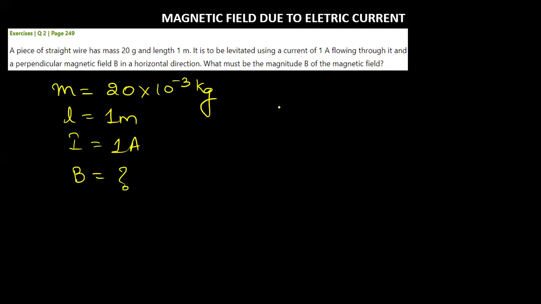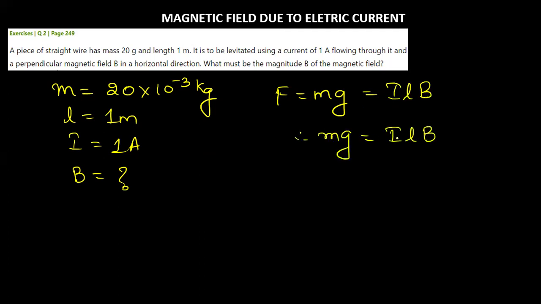So the value of B, see, if it is to be levitated in the air, in that case the force will be equal to mg, and ILB. These both forces should be balanced. Therefore mg, that is the weight, should be balanced by the force due to the wire, that is ILB.